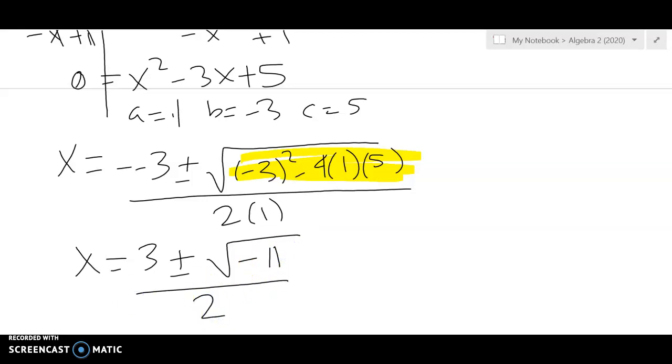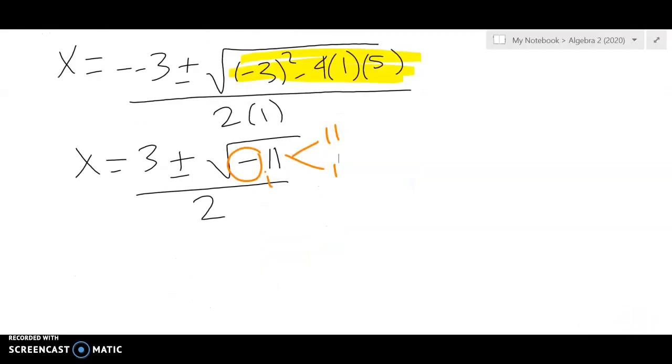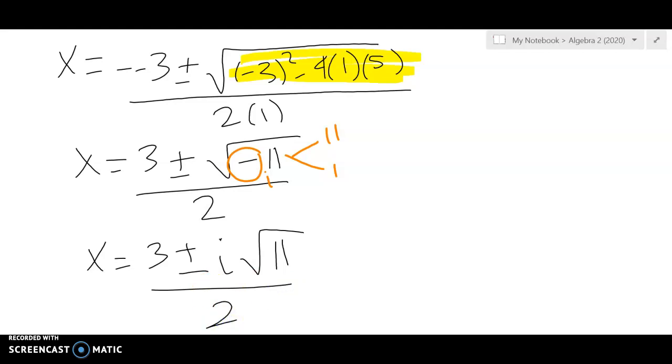So this is what I have so far. Two things I need to focus on: this negative would give me an i, and then I want to see if I can break apart the 11. The only thing that multiplies to 11 is 11 and 1, which doesn't help me break that apart at all. So what I can do here is have x equals 3 plus or minus i come out. Root 11 is just going to have to stay, and then the 2 on the bottom. And that's actually as low as I can go. x is by itself, and I simplified everything I could.